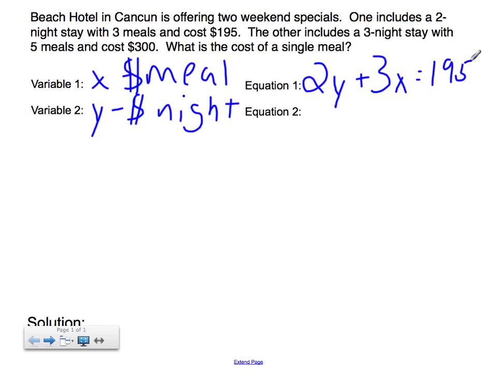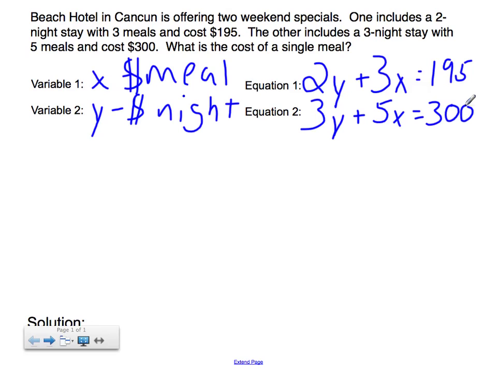Okay. Now that we know that, we can look on to the third sentence. The other includes a 3-night stay with 5 meals, and that costs $300. So 3y, 3 nights, and 5 meals. So that's 5 of our x, or meals, and that equals $300. Okay, so I think that's probably where most people get stopped, is how to set up those equations.